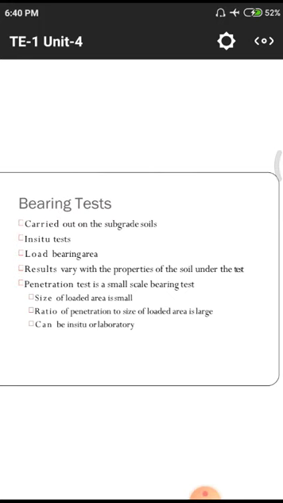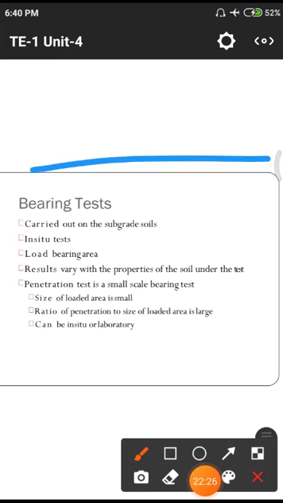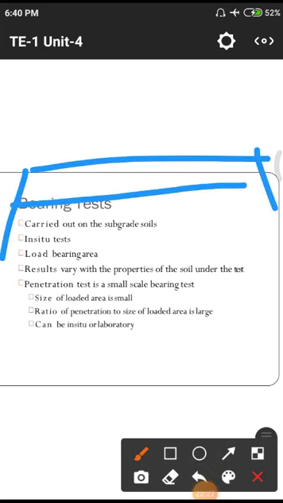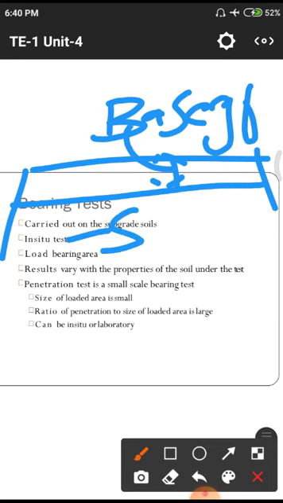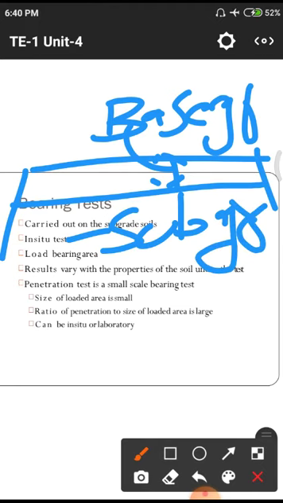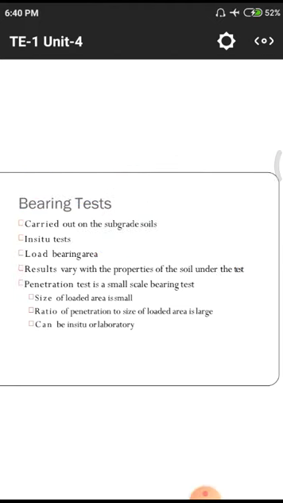Normally we have the base grade, and after the base grade we have the subgrade. I will show. This is the normal land we have, up to some depth we have the base grade, and after that we have the subgrade. From this subgrade we need to collect the soil sample for bearing tests. Next, it is an in situ test.